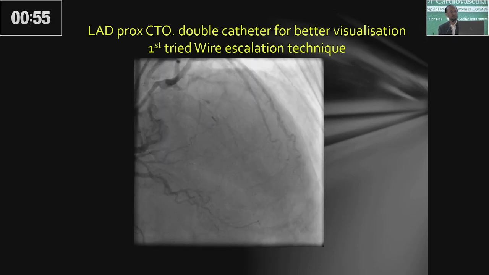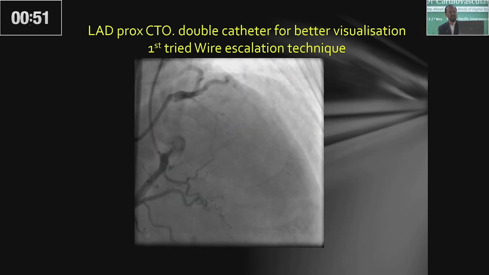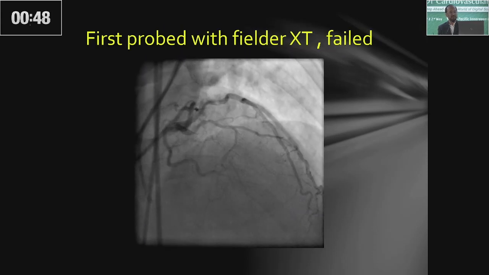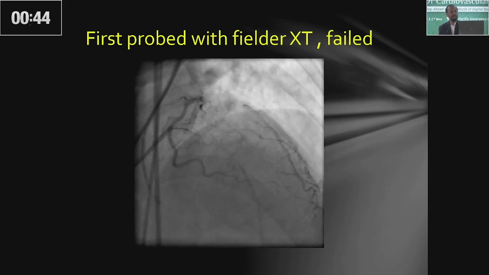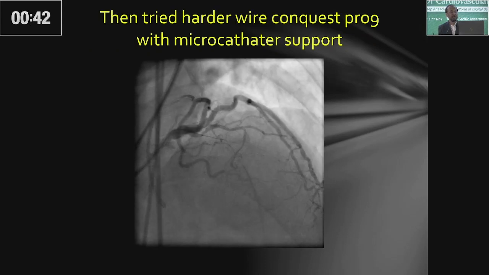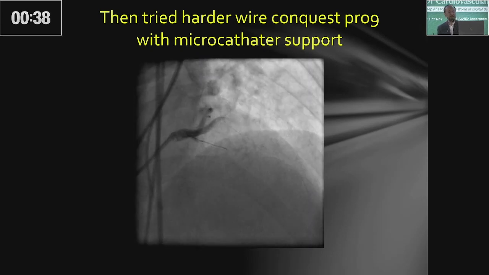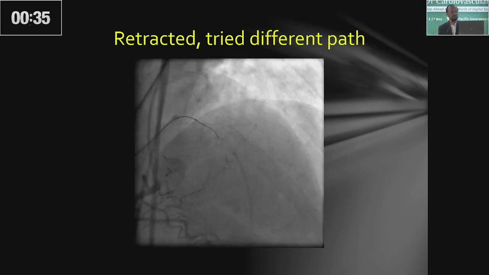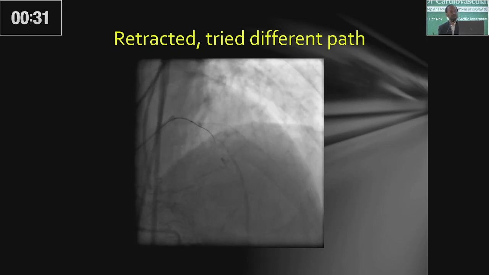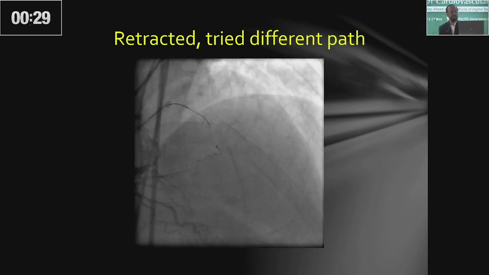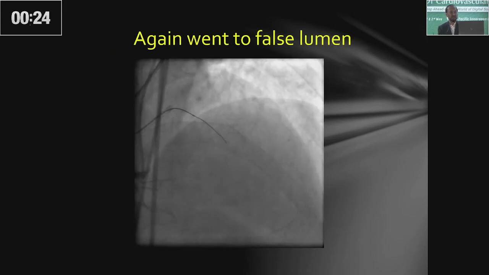Now, I again tried first with the wire escalation method. I tried with a Fielder XT wire, but I failed to penetrate the proximal cap. So then I tried a harder wire, Conquest Pro 9, with microcatheter support. But unfortunately, it went to the false lumen in the diagonal branch. So I pulled it out and tried a different path, again into the false lumen in the distal true vessel. So you can see the wire is out of the vessel architecture distally.